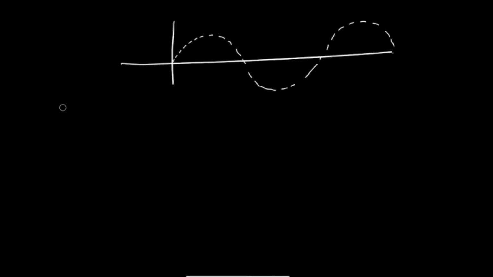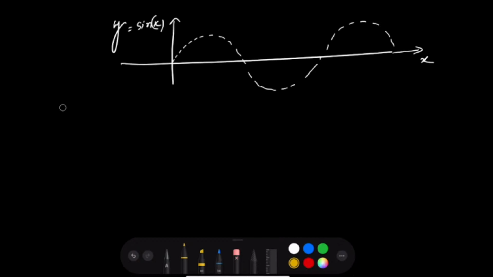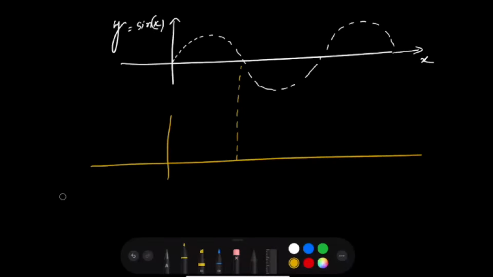This is the graph of y equals sin x. Now, if you look at the graph of cos x, if I plot it correspondingly, for sin x this was pi by 2, this was pi, this was 3 pi by 2, and this was 2 pi, and then again the cycle is repeating.